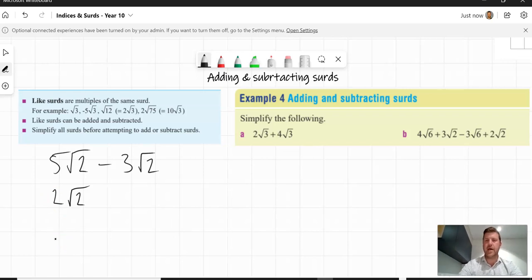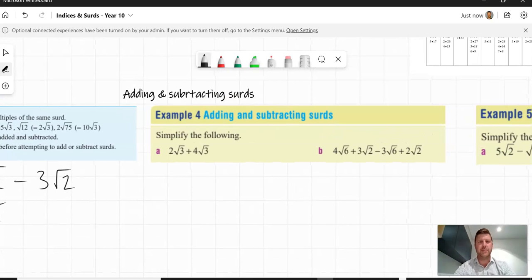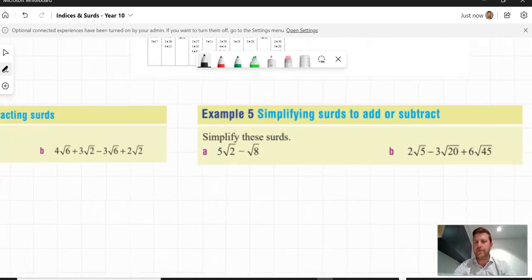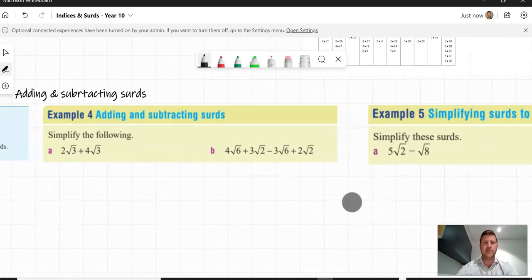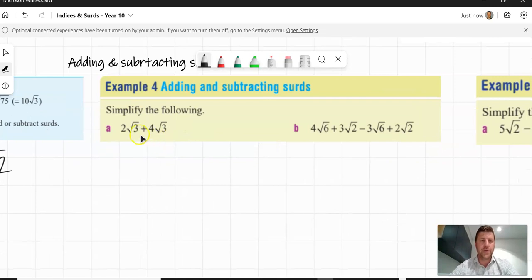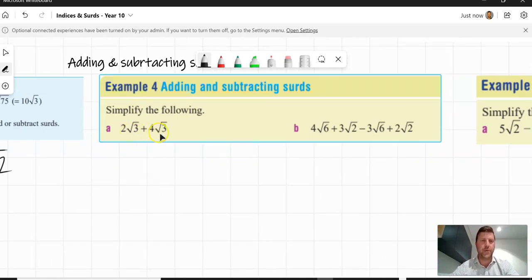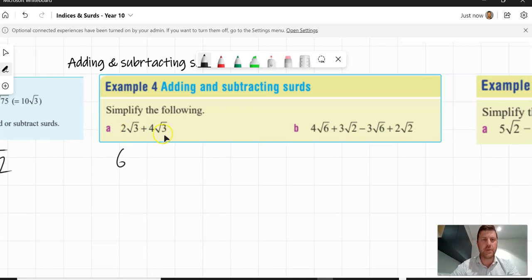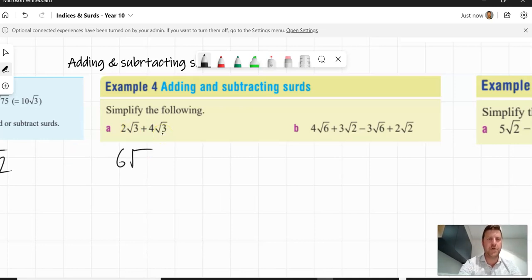I'm going to get to some examples now, very similar to that first one, and then I'll show you how to add and subtract when we first need to simplify those surds first. But anyway, these two examples are pretty straightforward. I've got two surds here, 2 root 3 plus 4 root 3. All I'm going to do is do 2 plus 4, which is 6, and then the root 3 will stay the same. So my simplified version of 2 root 3 plus 4 root 3 is 6 root 3.